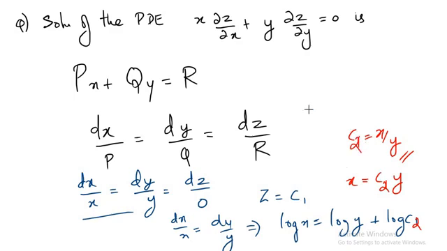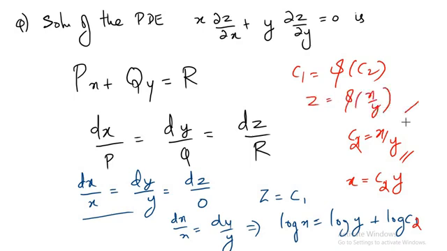So now we got two cases here, and now we can write down the solution. We get the solution to be c1 equal to phi of c2, or we can write z is equal to phi of x by y. So that is the solution we have found for this particular partial differential equation. Now I'll be coming with the remaining questions also. As soon as I get the questions, I'll be putting the solutions there.